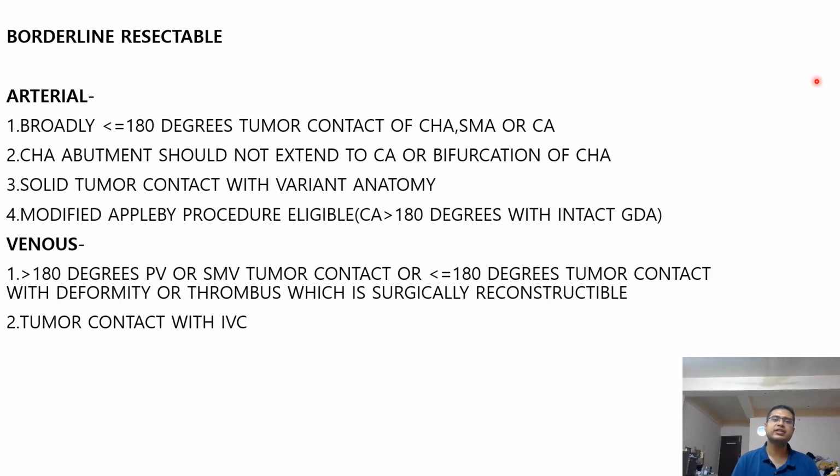So according to the resectability criteria, the tumors can be divided into resectable, borderline resectable and unresectable. Out of this, the borderline resectable is the most confusing and the vascular criteria is the most confusing in borderline resectable. So we are going to discuss that first so that the confusion is solved. So borderline resectable will be divided into arterial and venous.